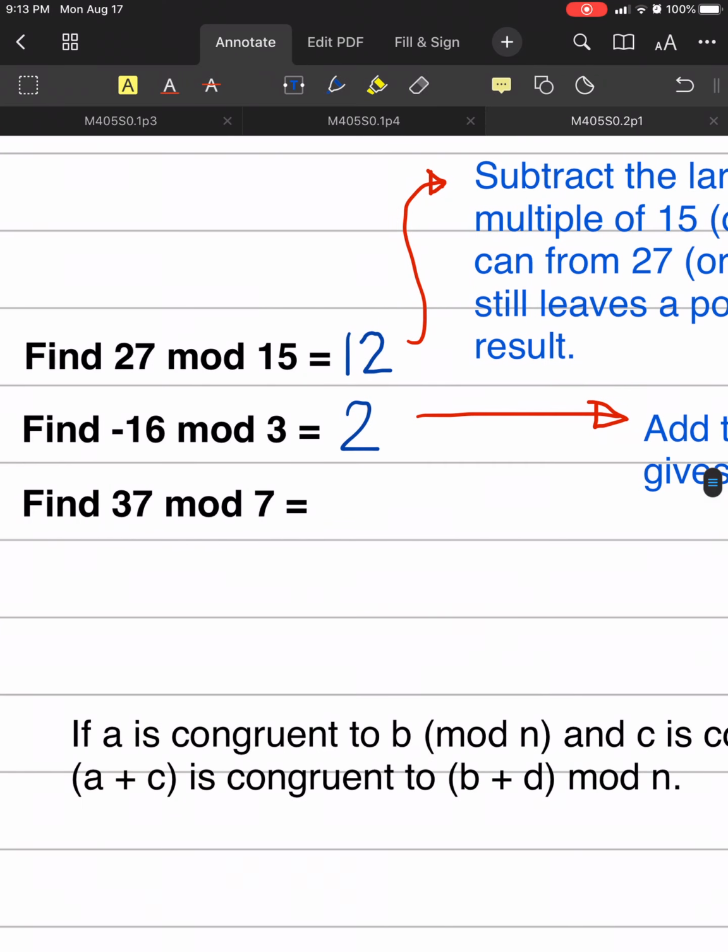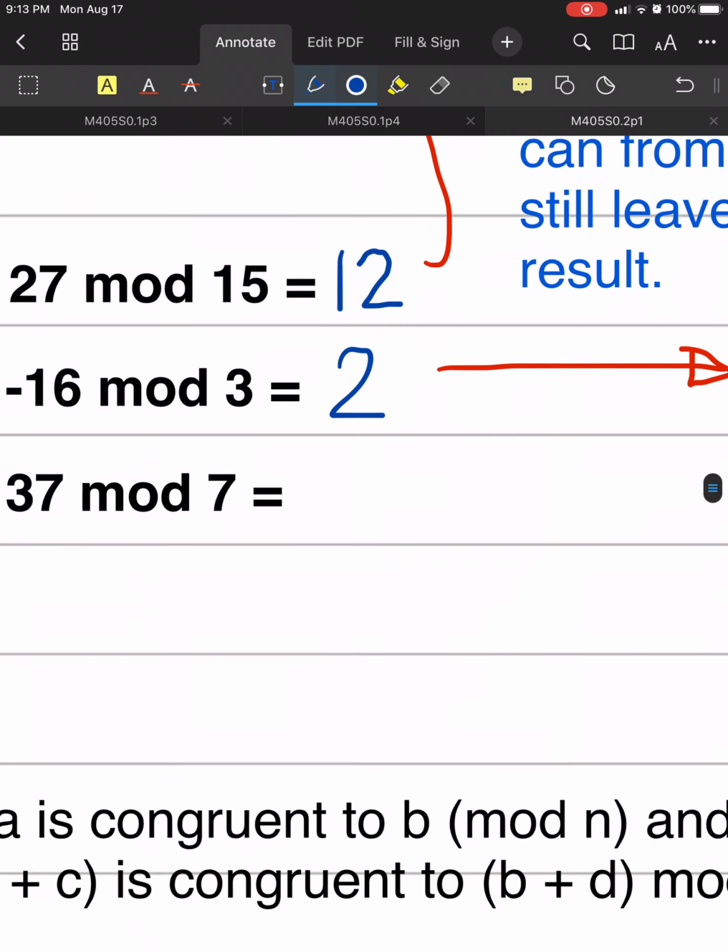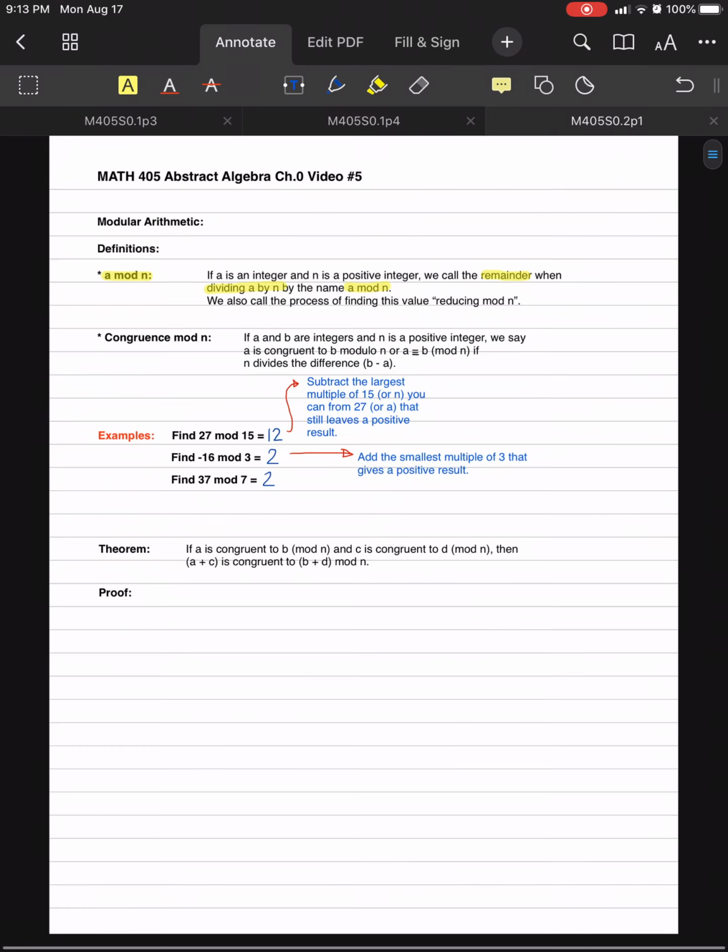And lastly, 37 mod 7 is pretty straightforward again. You can just do this by long division if you want. 7 goes into 37 5 times. You subtract 35 and you're left with 2 as your remainder again. Not all remainders have to end in 2. These ones just happen to. All right. So that's how you reduce mod n.